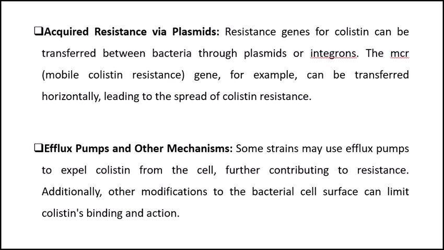The bacteria can get resistance from other bacteria. How does it happen? Through plasmids, as we said in the previous slide. What were plasmids? They were small DNA circles. Also integrons, which are gene collectors.